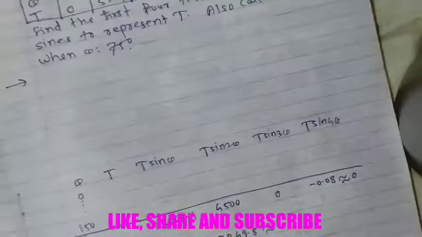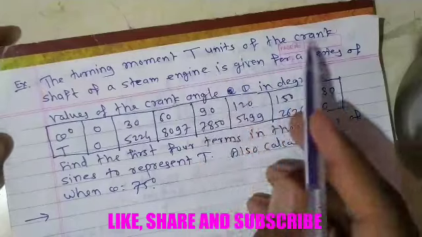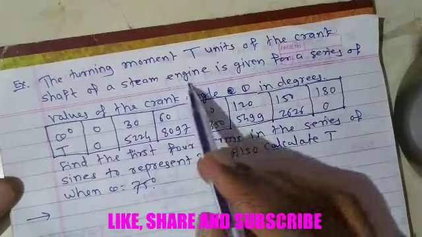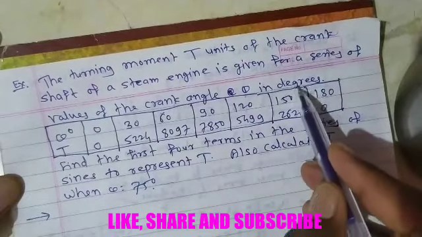And last problem is the turning moment t. This is very important problem again. The turning moment t units of the crankshaft of a steam engine is given for a series of values of the crank angle theta in degrees.